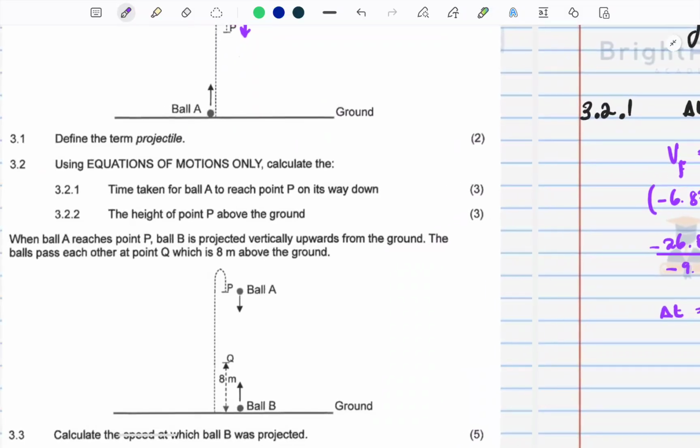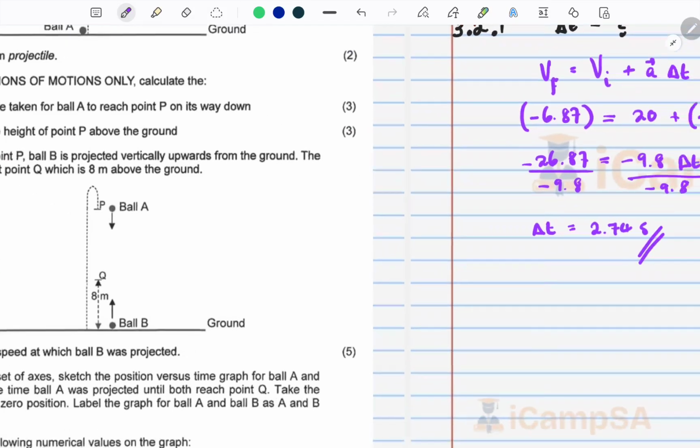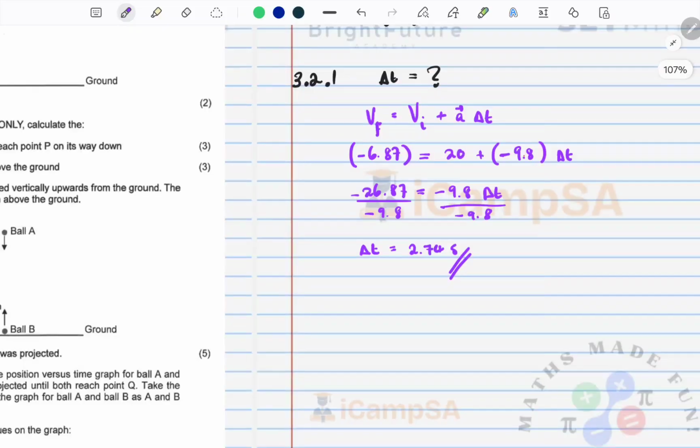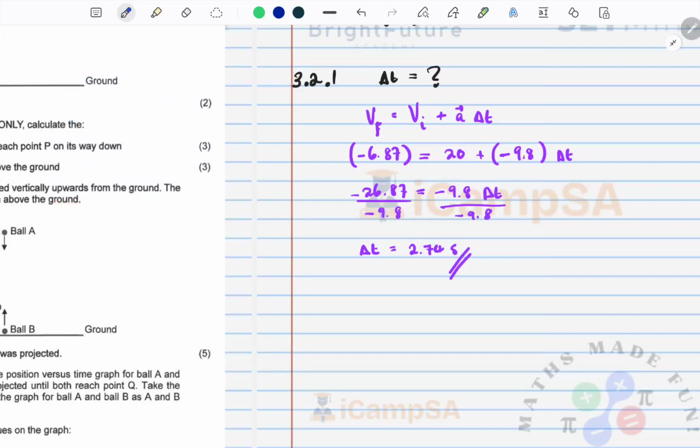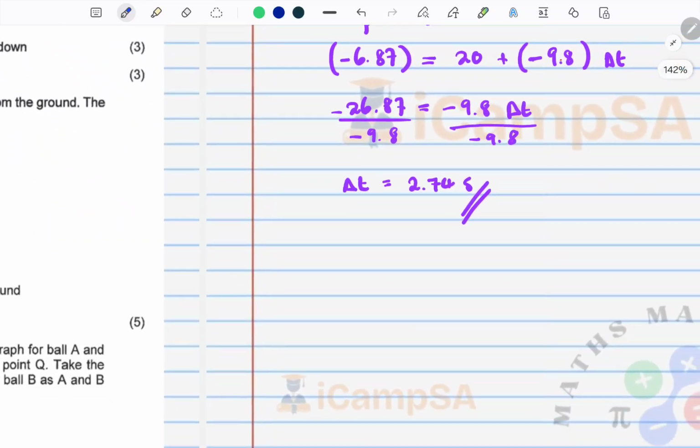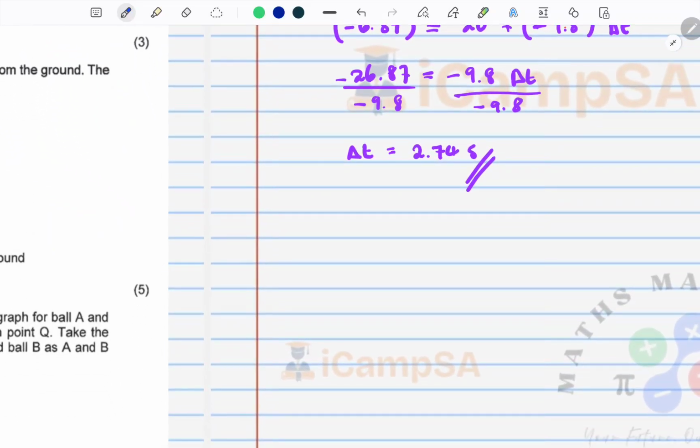Then when you go to the next question here, they're asking us to calculate the height of point P above the ground. Point P, you can do it in two ways. You can take the easiest one for you, or the one that works best. But I think here I can give you both solutions. So I'm going to say 3.2.2.